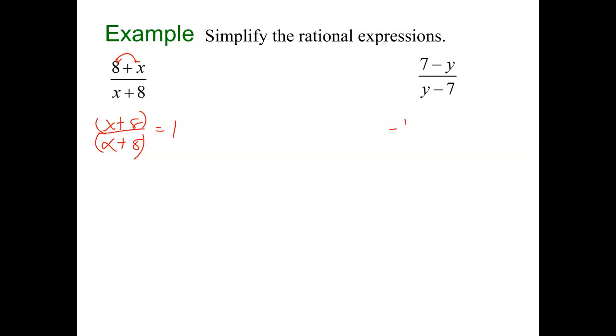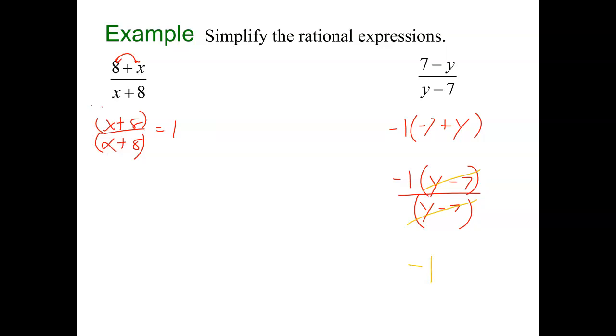So if I factor negative 1 out of either of those, it doesn't matter, I'm just going to do the numerator. Negative 1. I factor out a negative 1, that's going to change that into a negative 7. That's going to change that into a positive y. Hey, now I have my commutative property of addition. So I can rewrite it as negative 1 times y minus 7 over y minus 7. Now I have those common factors to eliminate, leaving me with -1.